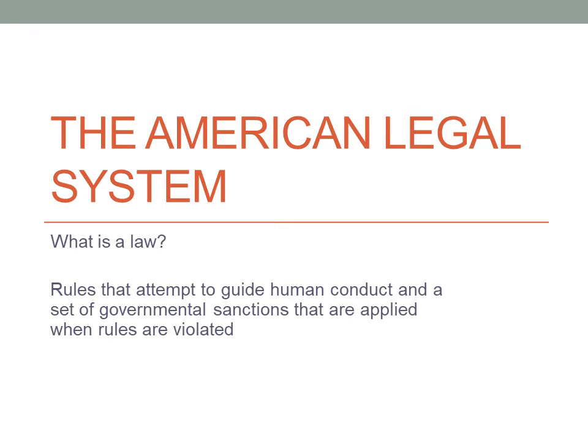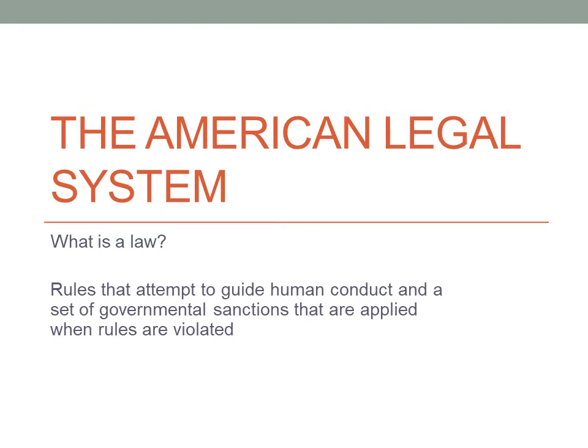Let's talk about the American legal system. We can't talk about a body of law without understanding how the American legal system works. So, let's start with law. What is it? What is a law? I like this definition: rules that attempt to guide human conduct and a set of governmental sanctions that are applied when rules are violated. So we have some guidelines or rules that govern us. If we violate them, we can be sanctioned.